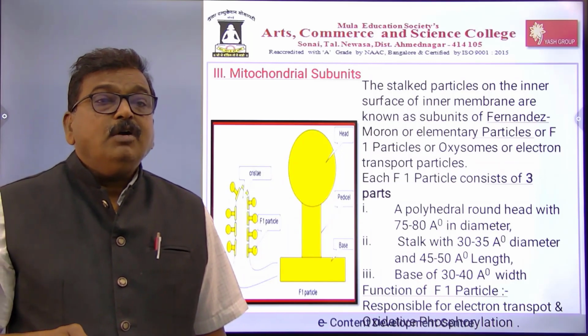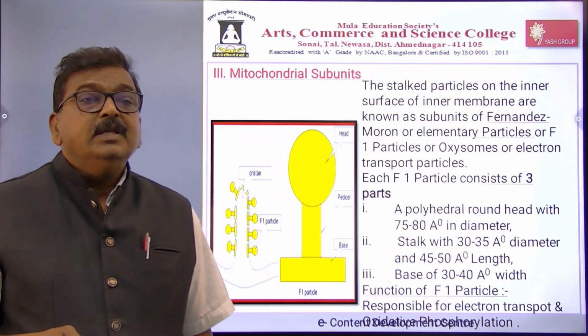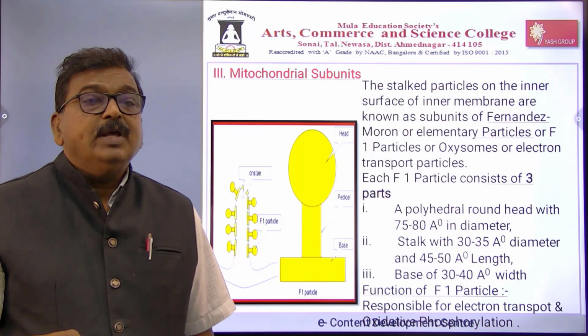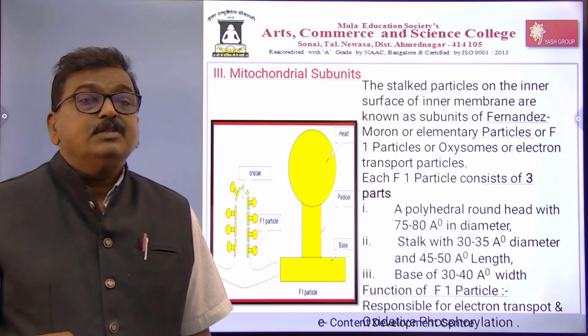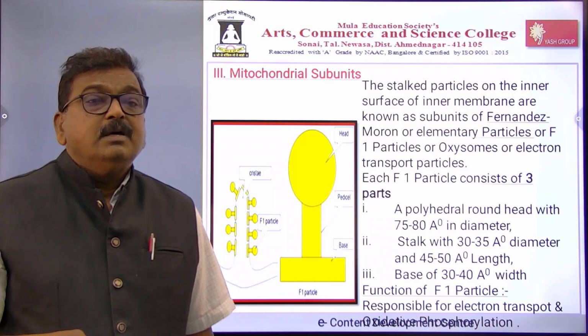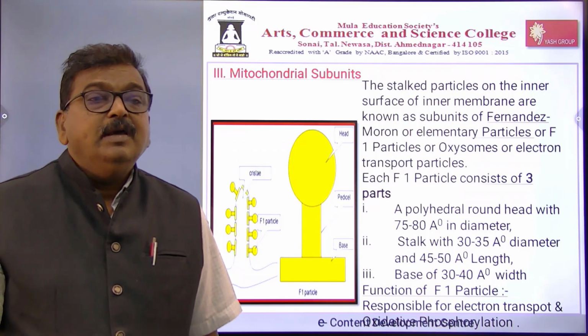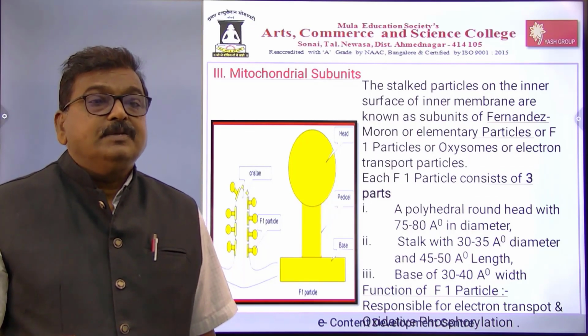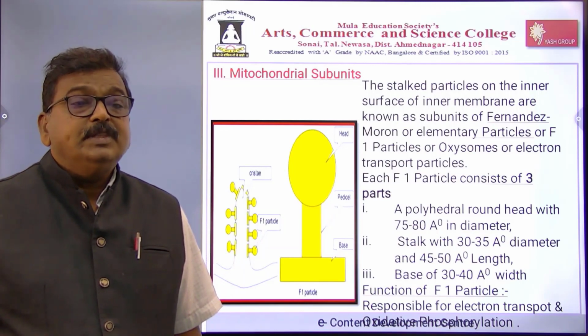Third part, that is the mitochondrial subunit. The stalked particles on the inner surface of the inner membrane are known as subunits, or they are also known as oxysomes or elementary particles. And each elementary particle consists of three parts.